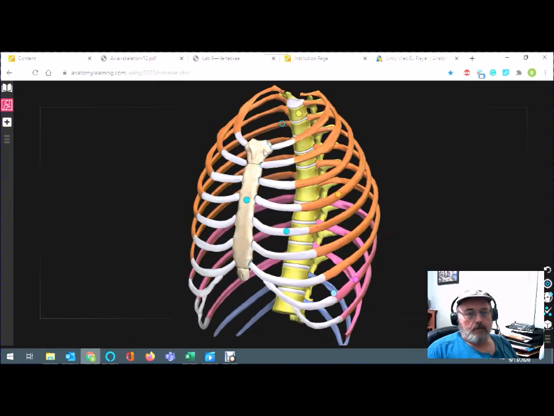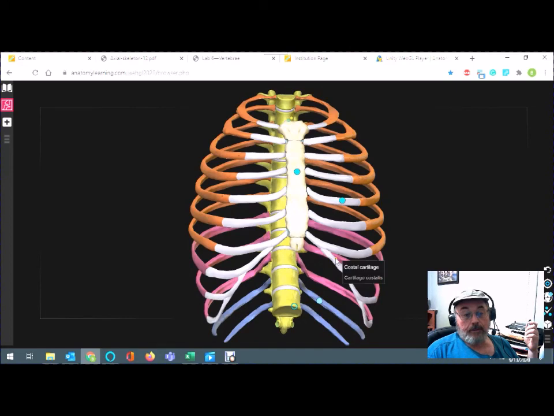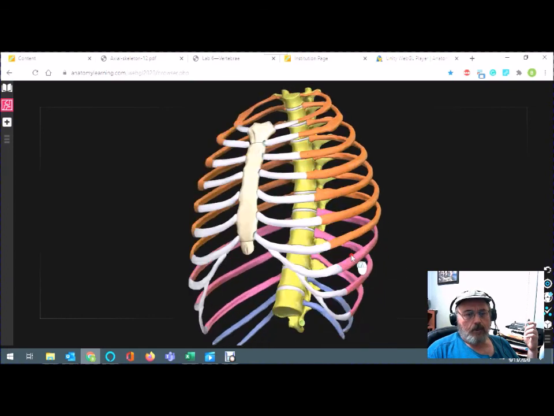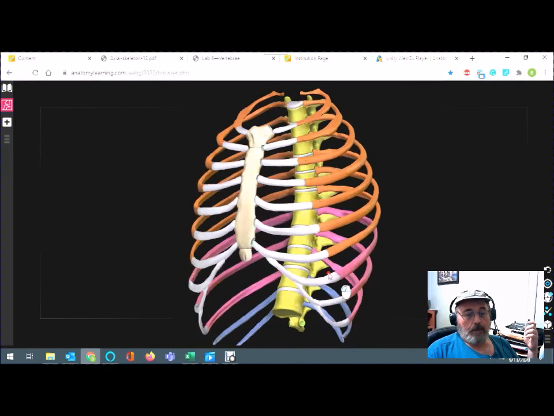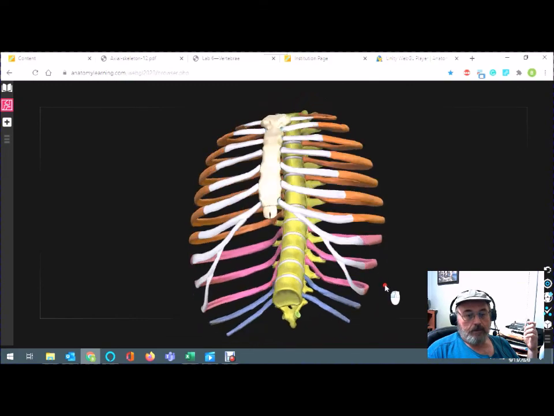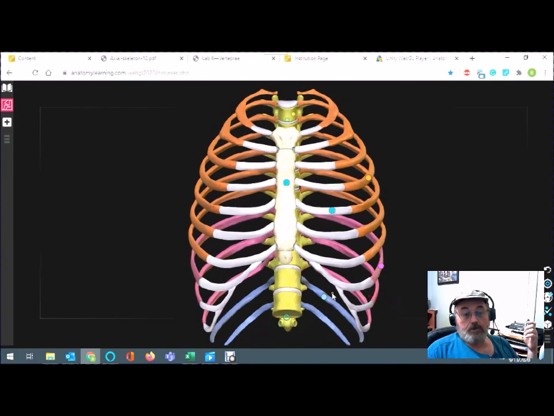But these ribs are called true ribs. True ribs attach to a vertebra and directly by their own cartilage to the sternum. Now you'll notice that these three ribs, their cartilage doesn't attach directly to the sternum. They attach to the cartilage of a rib above. And so these are called false ribs. And actually, these two ribs down here that don't attach at all to the sternum are also called false ribs. So we have five false ribs and seven true ribs.